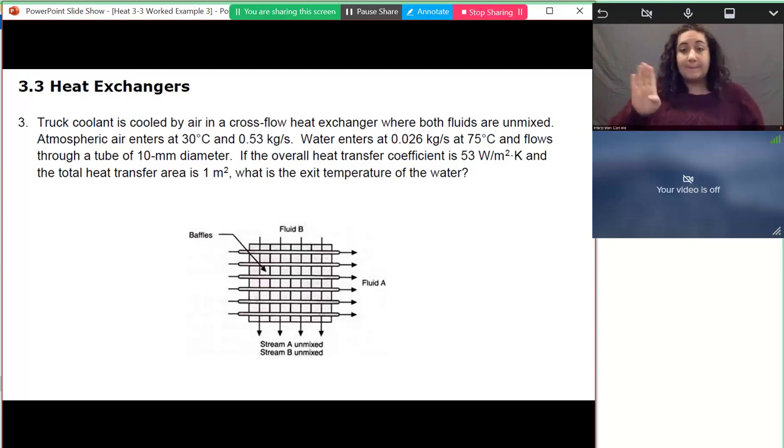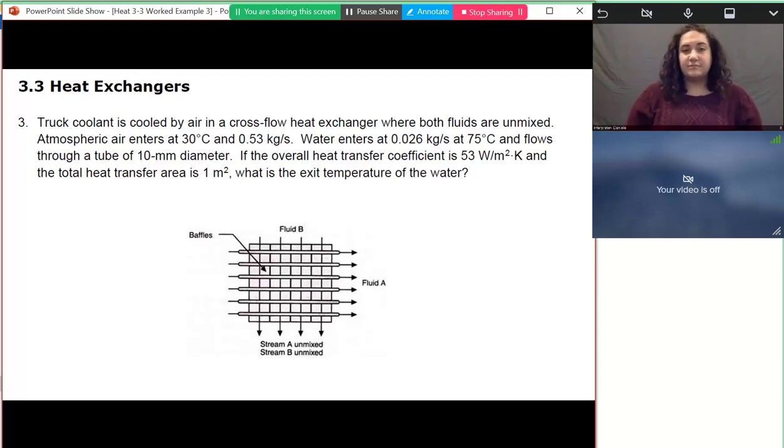It tells us that atmospheric air enters at 30 degrees Celsius with a particular mass flow rate, and water enters with another mass flow rate at 75 degrees Celsius. And it tells us the diameter of the tubes. It tells us the overall heat transfer coefficient, which is always nice. That means that we won't have to do any kind of internal convection analysis, and the total heat transfer area.